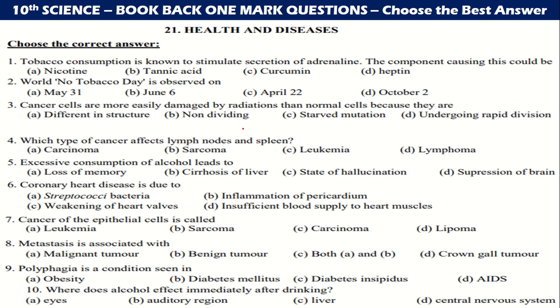Health and diseases. Tobacco consumption is known to stimulate secretion of adrenaline. The component causing this could be nicotine. Nicotine in tobacco is the main one. World No Tobacco Day is observed on May 31. Cancer cells are more easily damaged by radiation than normal cells because they are undergoing rapid division. Which type of cancer affects the lymph nodes and spleen? That is leukemia.